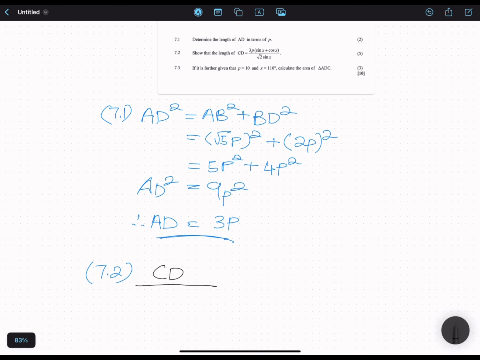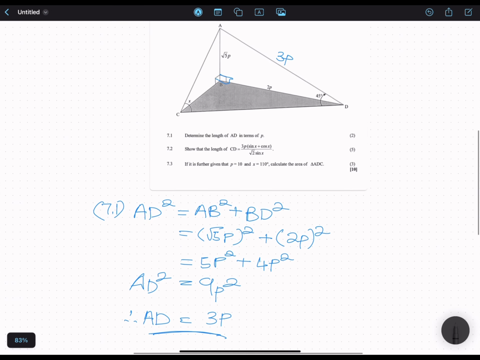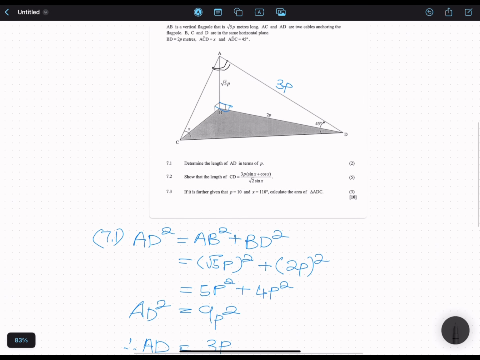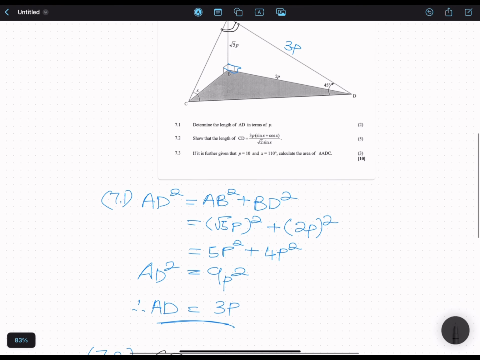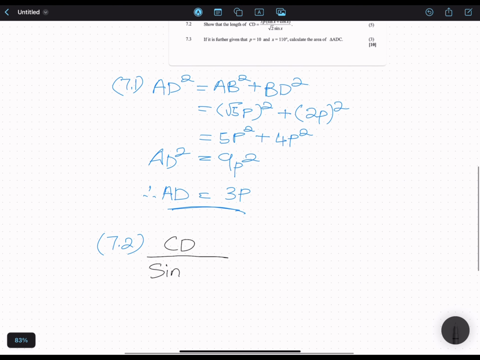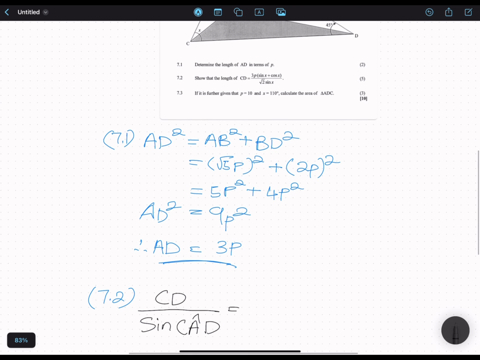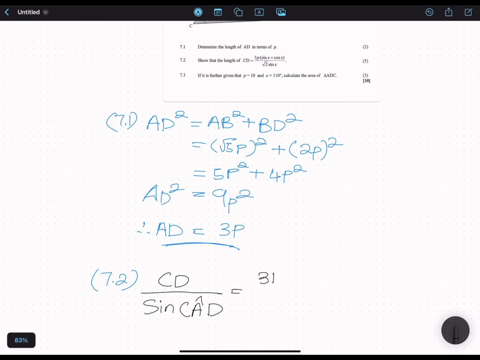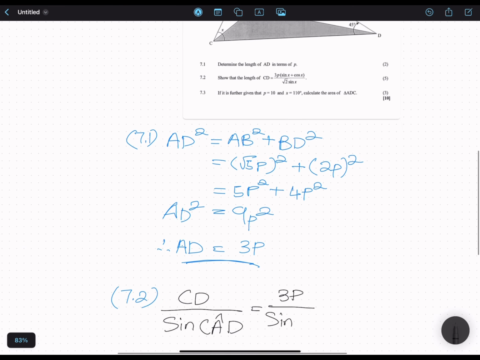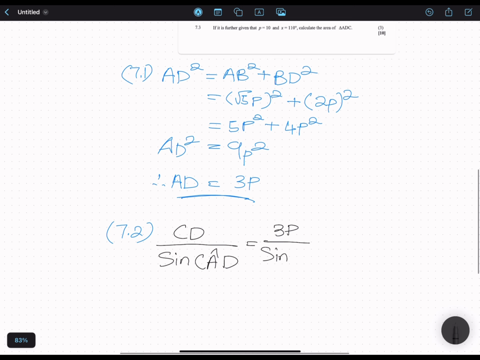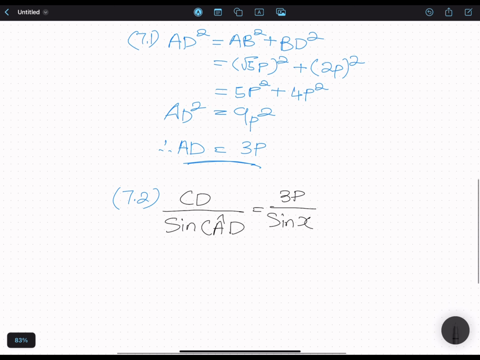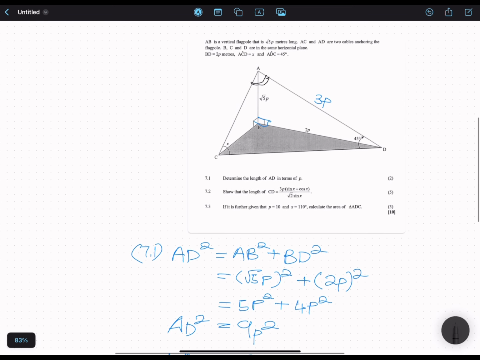We have the sine of this angle here, which is going to be angle CAD. You can write it as angle CAD, which is equal to, what are we given? We can just say we have 3p here, then 3p over sine of the opposite of that, which is going to be this angle, which is x, sine x. So what is this angle? Now we have to find this angle.